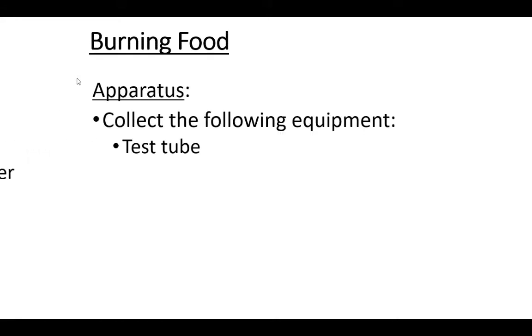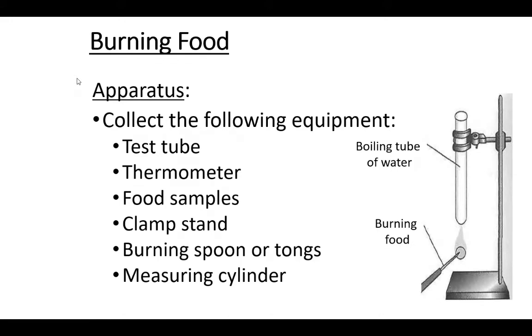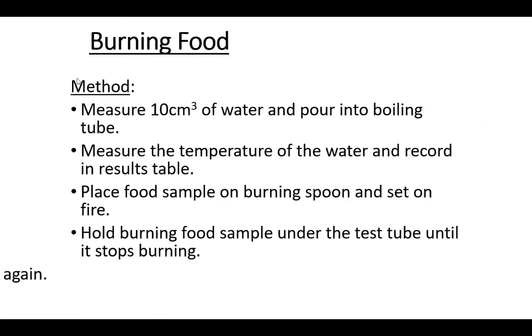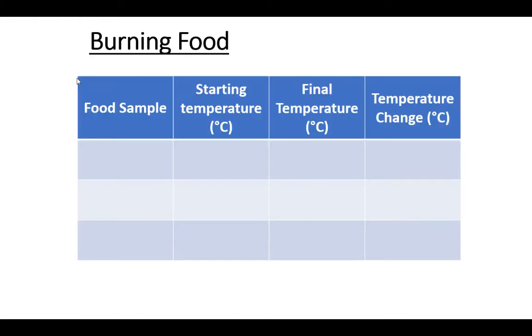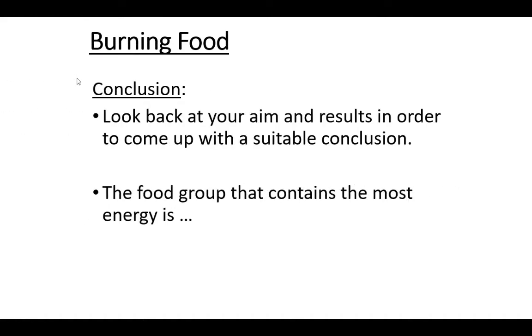So we would normally do an experiment where you would look at which type of foods have the most energy. We would burn fats, carbohydrates, and proteins in a spoon under a known volume of water. We obviously can't do that, so we're going to move past it. What you would find, so you don't need to fill in the exact numbers in your table, but you might want to put in the fact that fats contain the most usually. So the food group that contains the most energy is fats.